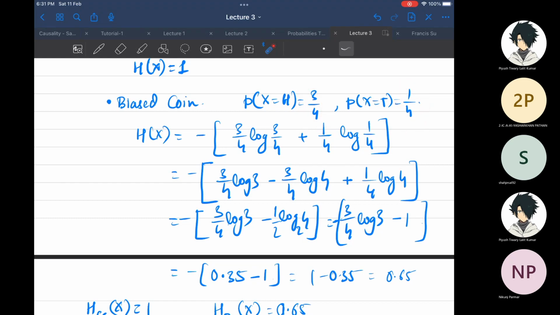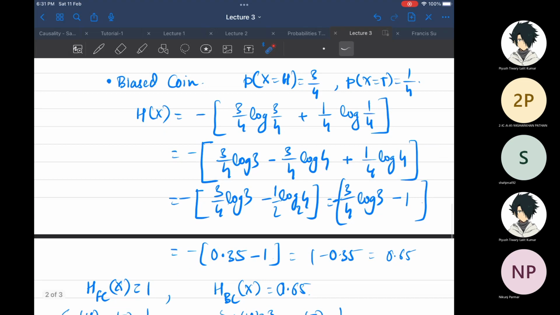Now you can see that this coin favors heads more than it favors tails. So the probability of heads coming up is more. In some sense, you are more certain, you have reduced your uncertainty. This biased coin system has reduced your uncertainty, and hence there is more information, hence there is less randomness, and hence you should expect that the entropy should be less.